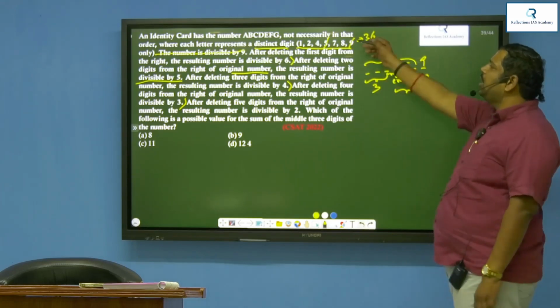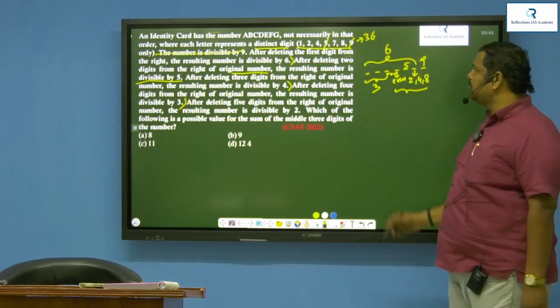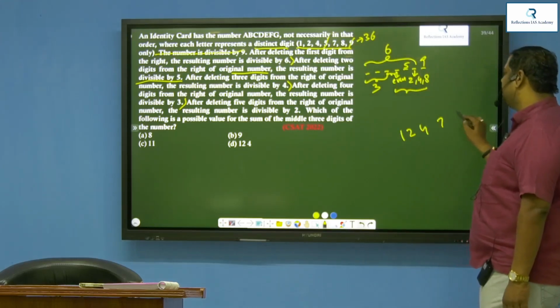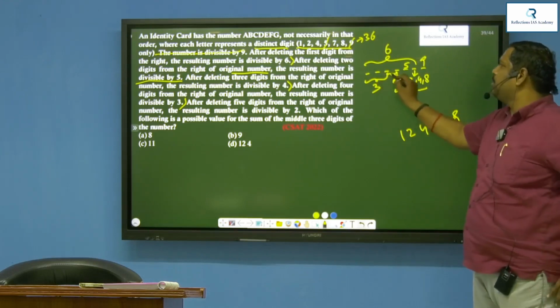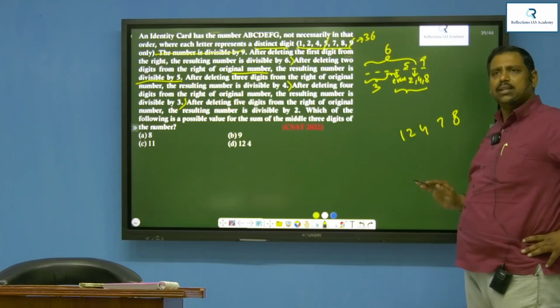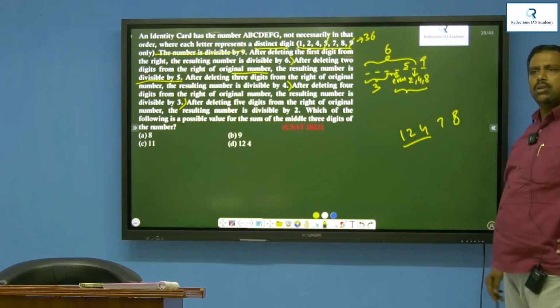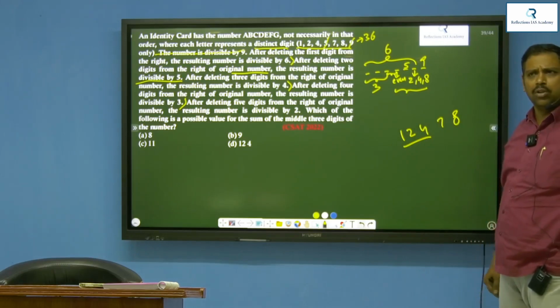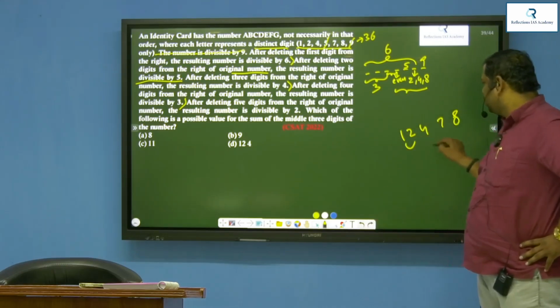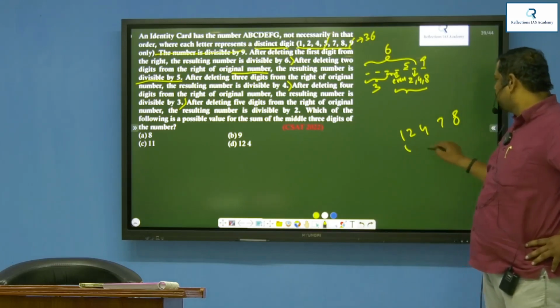Already observe that 5 and 9 are gone. What are the numbers that we have? 1, 2, 4, 7, 8. Divisible by 3 means definitely the sum of the last 3 digits should be a multiple of 3. These 3 sum is how much? 7. Will it work? It will not work. What about this? Will not work. What about this?